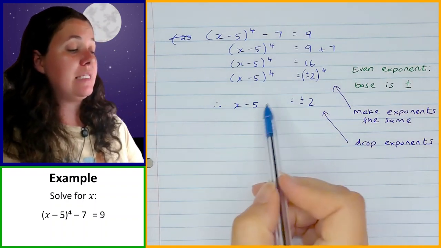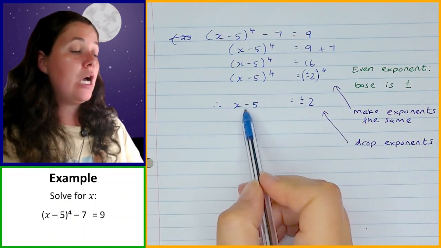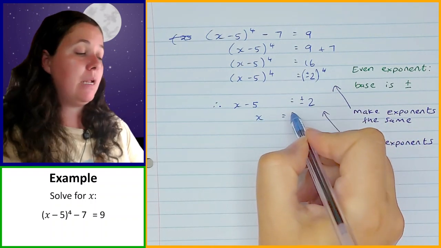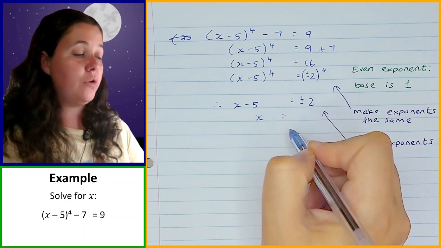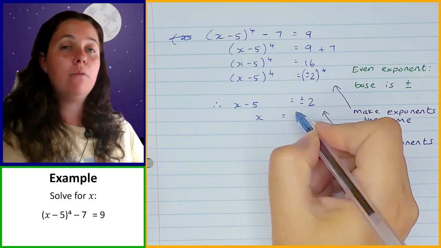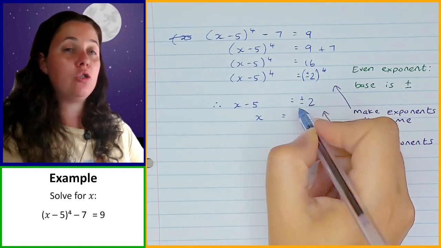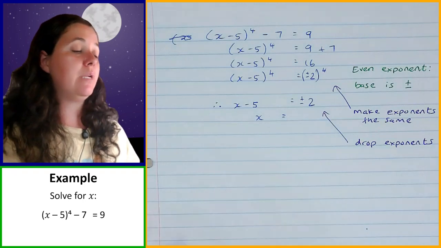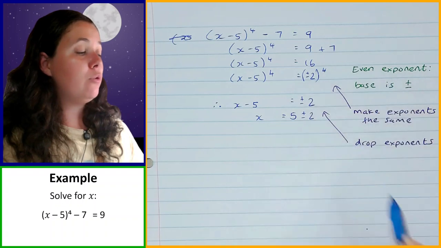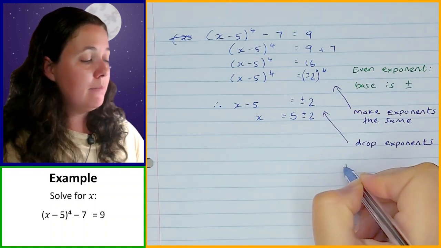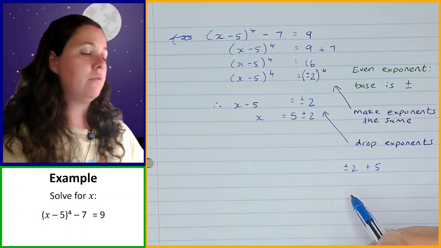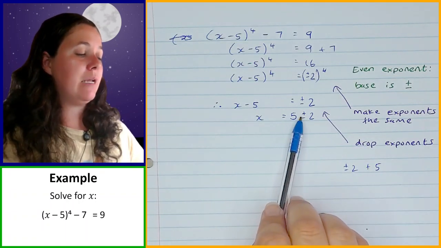So I need to take this 5 across, like I would always do, and I'm going to have x equals plus or minus 2, plus 5, because I'm adding 5 on both sides. Or I can put the 5 on the left-hand side of the plus or minus 2, just so it looks a little bit easier to work with. It would be the same if I wrote it as plus or minus 2 plus 5, it's just a little more complicated to think through that way. So over here, I've got 5 plus or minus 2.